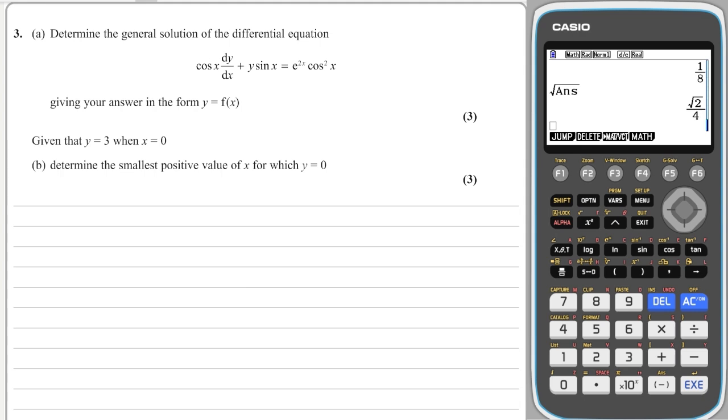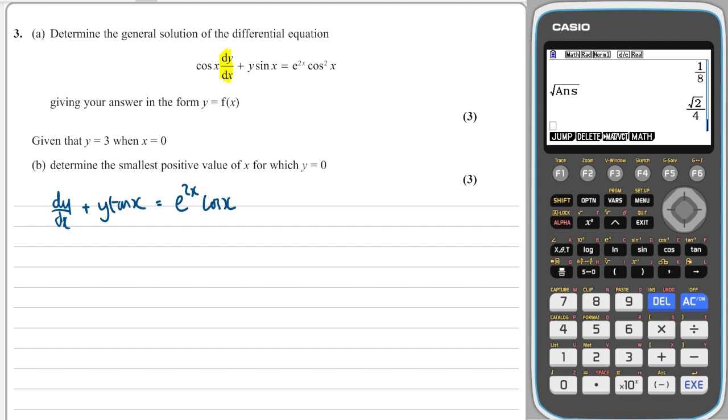Okay, next question is a differential equation, and it is a first order one, so it looks like we're going to have to solve this using the integrating factor. First step would be to isolate the dy by dx, so I'll do that by dividing everything through by cos x. So this gives me dy by dx plus, and I divide sine by cos, I get tan, so that would be y tan x. And then over here I'm going to get e to the 2x and just a single cos x.